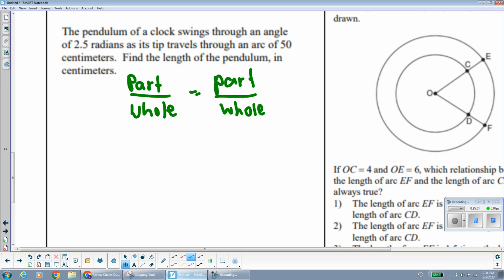So we have the pendulum of a clock swings through an angle of 2.5 radians. So it's important to realize that our question's in radians here. And it travels through an arc of 50 centimeters. We need to find the length of the pendulum. So let me draw a picture.